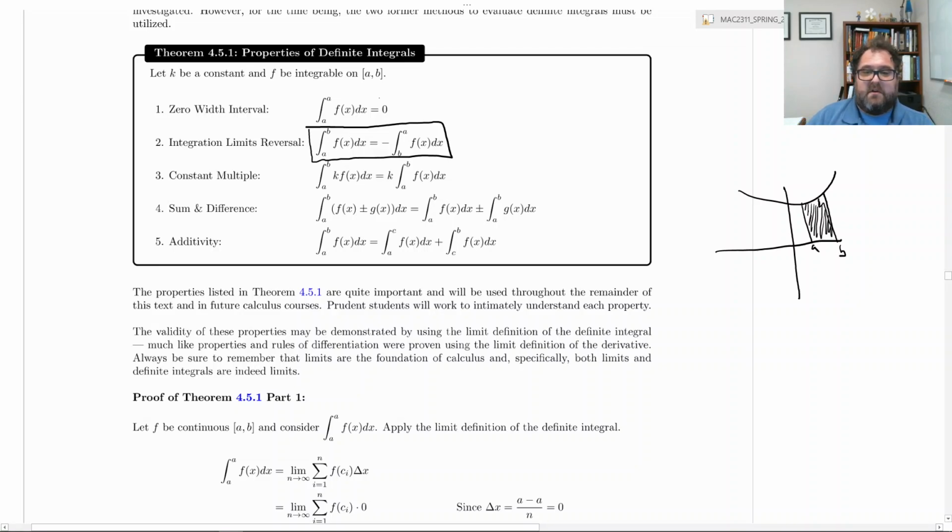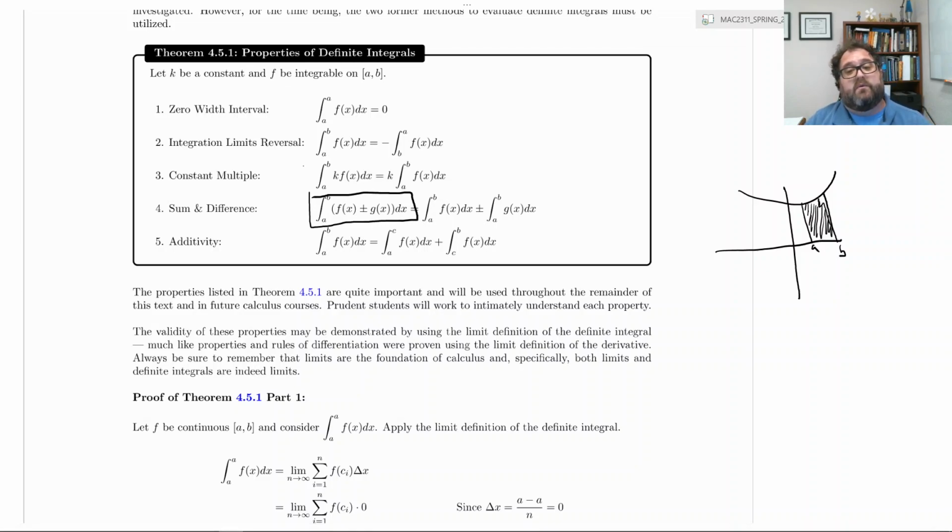Sum and difference. This just says if you have the definite integral of 2 terms. In fact, it works just like with derivatives. If you have lots of terms, you can take all the definite integrals individually, just like you take all of the derivatives individually. Okay, so we're familiar with that. That property is intuitive. You could take the antiderivatives.